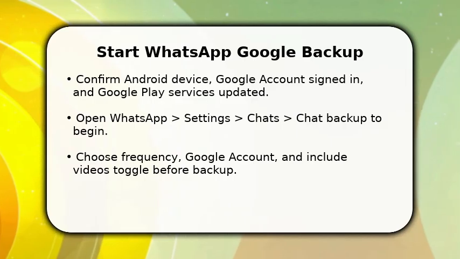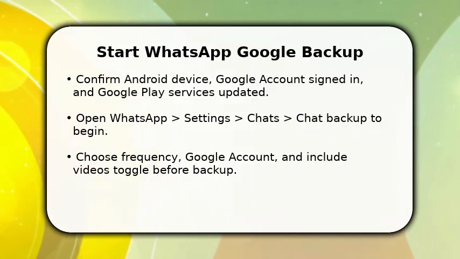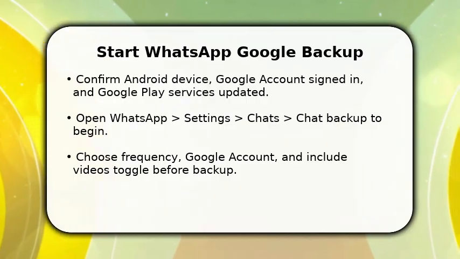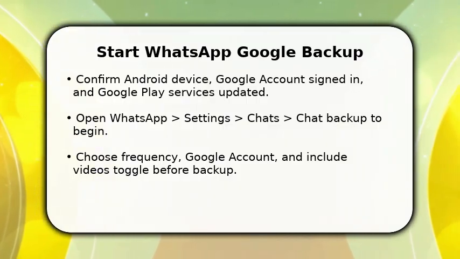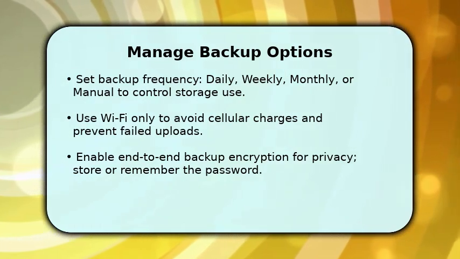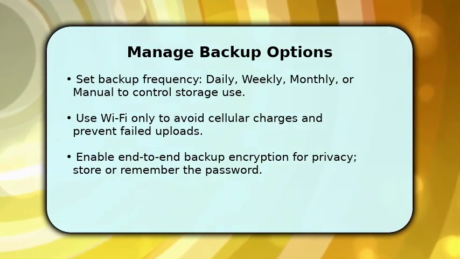Select a backup frequency and the Google account target, and decide whether to include videos. That increases size. Tap Backup Now to start the initial transfer to Drive and watch progress. Once the first backup completes, refine settings so future saves happen reliably.